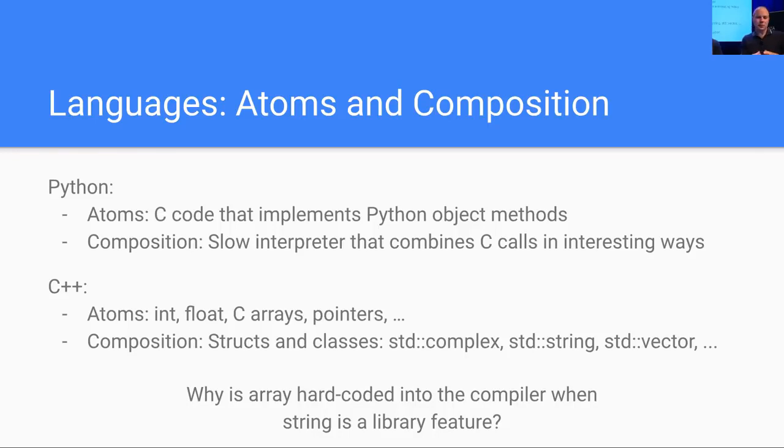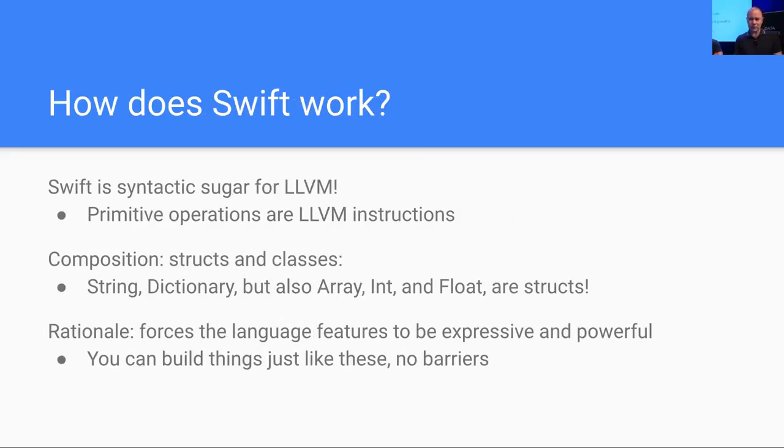Right? It can do this because C++ is a fast language. It's also not a super well-considered language, but it's weird to me in C++ that array is hard-coded into the compiler, but string is a library feature. And why is that? That doesn't really make sense to me because strings and arrays are so similar. What Swift says is, let's rethink all this.